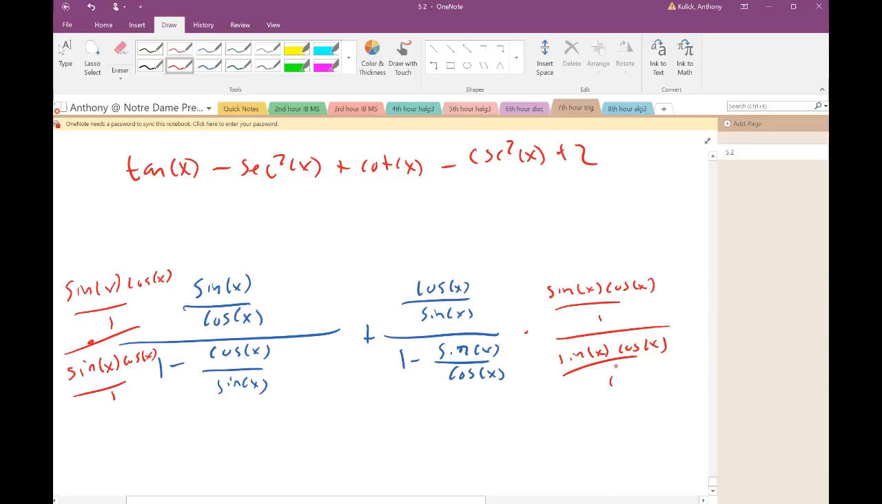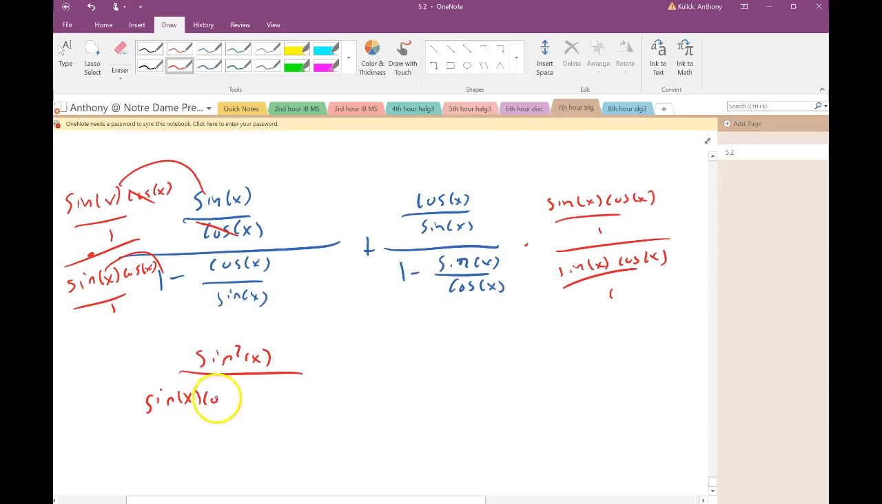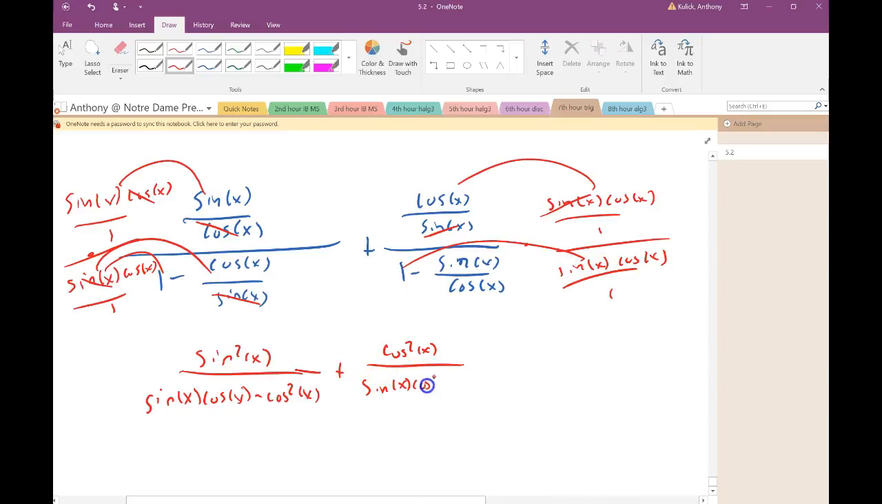Maybe that'll be easier. So when I multiply to the numerator, the cosines cancel, and I'm left with sine squared. When I multiply to the denominator, I have sine x cosine x. I multiply here, the sines cancel, and I have minus cosine squared. I do the same thing here. Sines cancel, so I have cosine squared. I multiply here, I have sine x cosine x. And I multiply here, the cosines cancel, and I have minus sine squared.